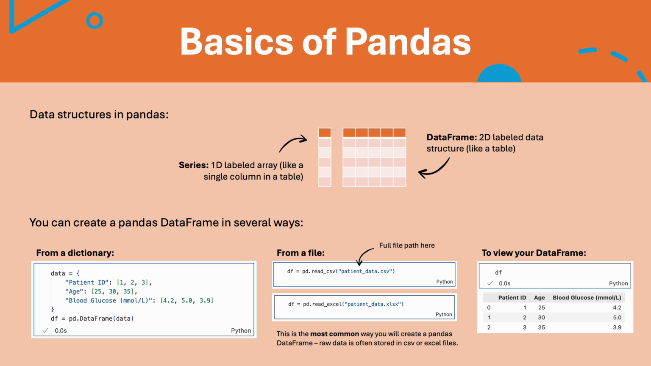More common than from a dictionary, you might create a data frame from a file. So usually raw data comes in a CSV or Excel format, and you need to import it into Python and Pandas. And you can do that by writing pd.read_csv or pd.read_excel, depending on the file format. And then in brackets and quotation marks, the full file path on your computer.